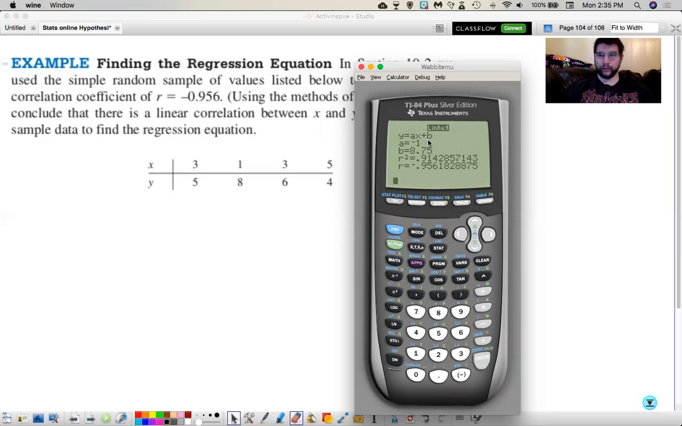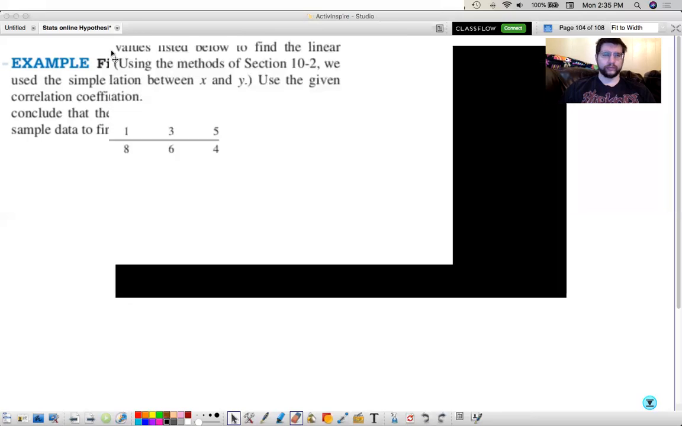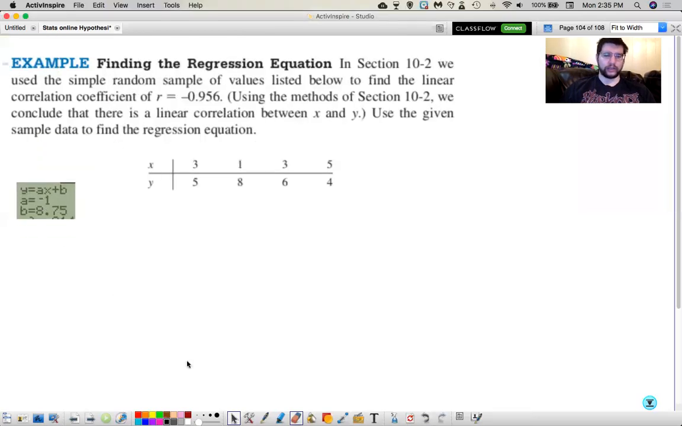Notice it's AX plus B for you TI users. Casio's, I think it's backwards. So what we have here is AX plus B. That's what we care about. It also tells you what A and B are. So the regression equation: y equals AX, negative X, because it's 1 times X, plus 8.75. Done. That's the regression equation.